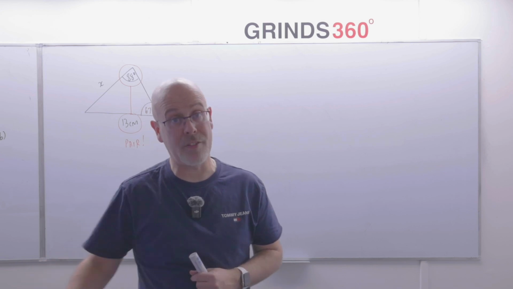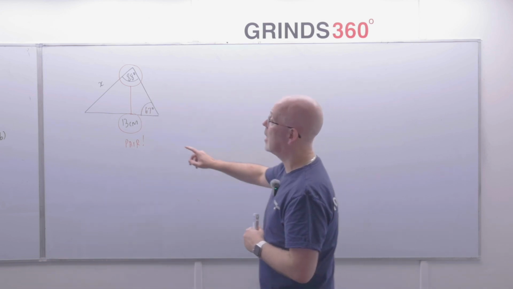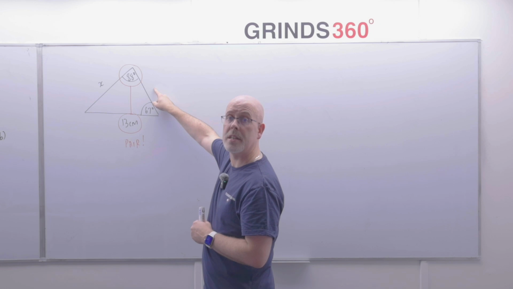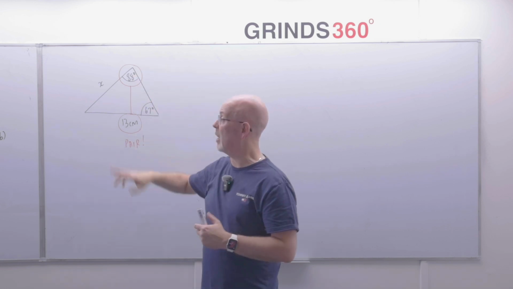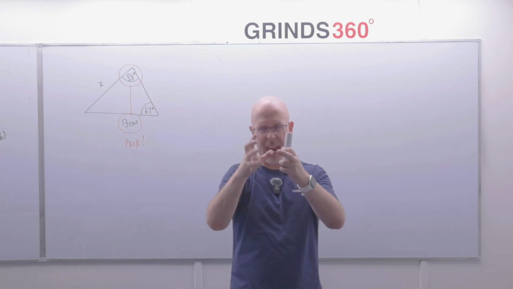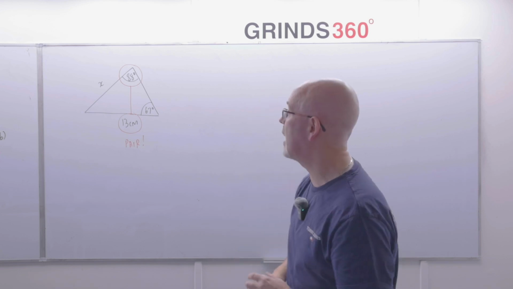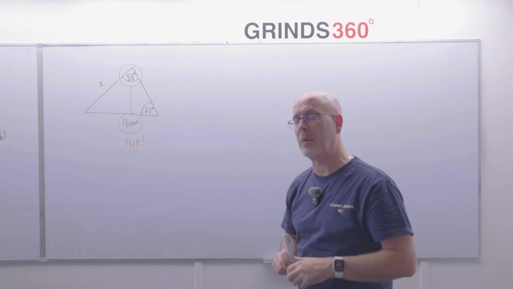Okay, if I didn't have a pair, so for example, if the side I knew was this side here instead, I know two angles and I don't know the side, although I will be able to find that angle over there, but if I don't have a pairing that I can identify, then it's not a sine rule question. I'll be working with the cosine rule instead.